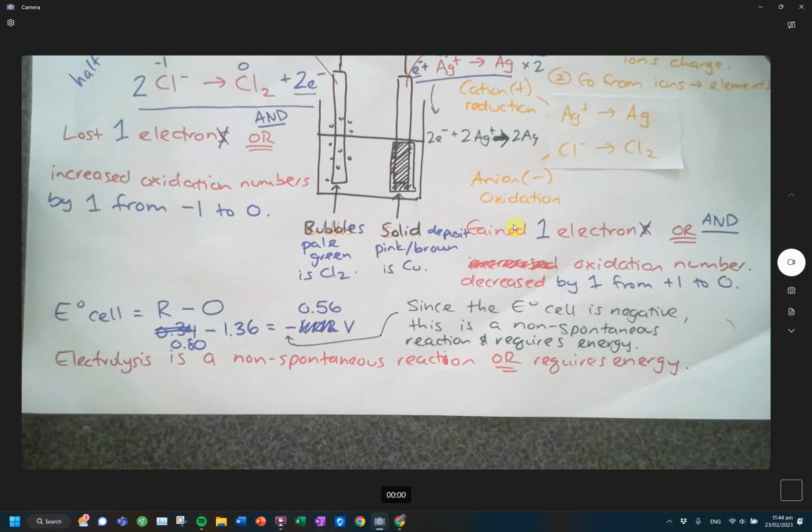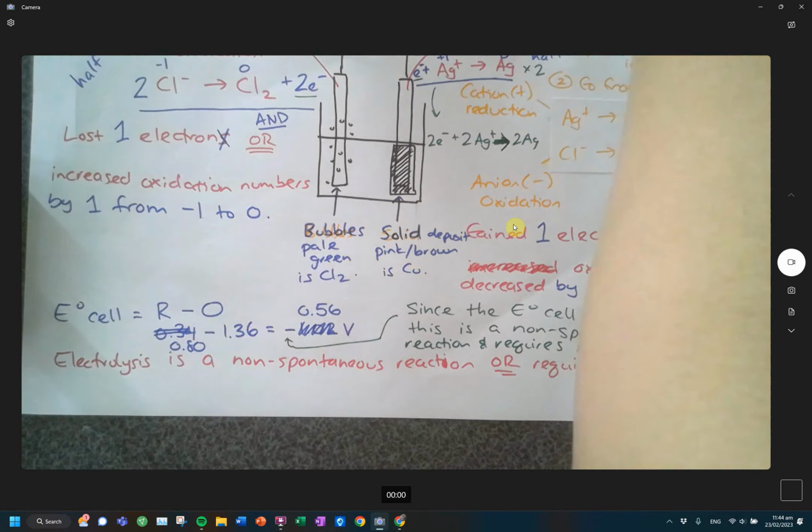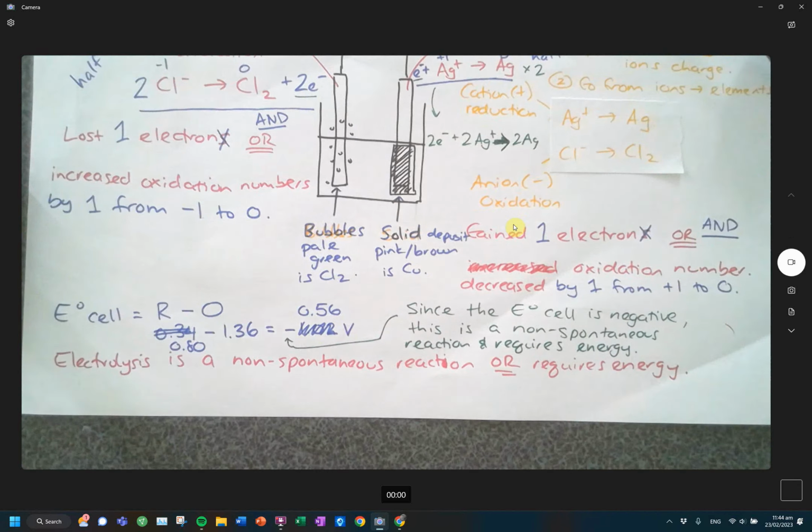So basically, we're taking what that achieved sentence is, and now we're actually justifying it, which is the difference between achieved, merit and excellence. An achieved level student just regurgitates that information: electrolysis is non-spontaneous. A merit level student shows me the math behind it, and an excellence level student takes the math they've done, takes that statement, and ties it together. And that's all you've got to do for the excellence for this electrolytic cell. So it's not hopefully too bad.